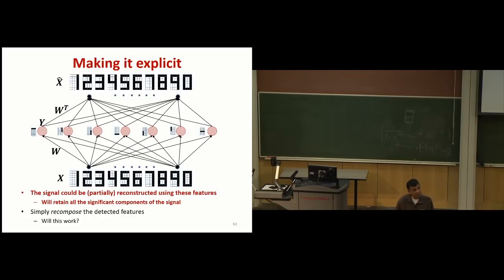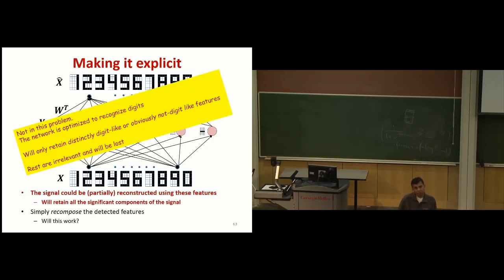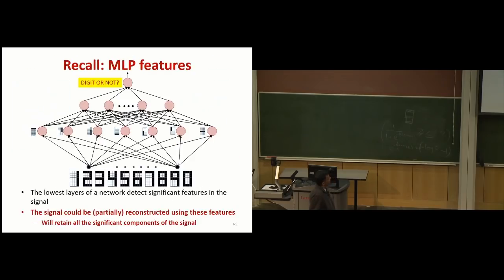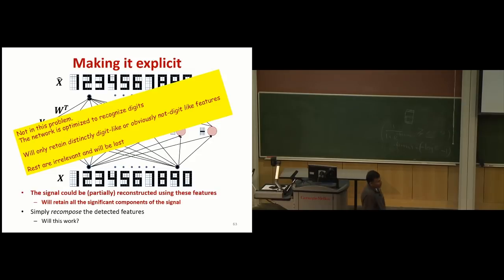Does this mean it's actually going to reconstruct any input at all? In this particular problem, no, because the network has been optimized to recognize digits. So if I started off with this layer, and then I threw away everything on top, and then tried to reconstruct stuff based only on what features this layer has detected, because the network is optimized to recognize digits, it's only going to retain distinctly digit-like features. The rest, which are obviously not digit-like features, are irrelevant. They're going to be lost. Right? So you get what I'm talking about.